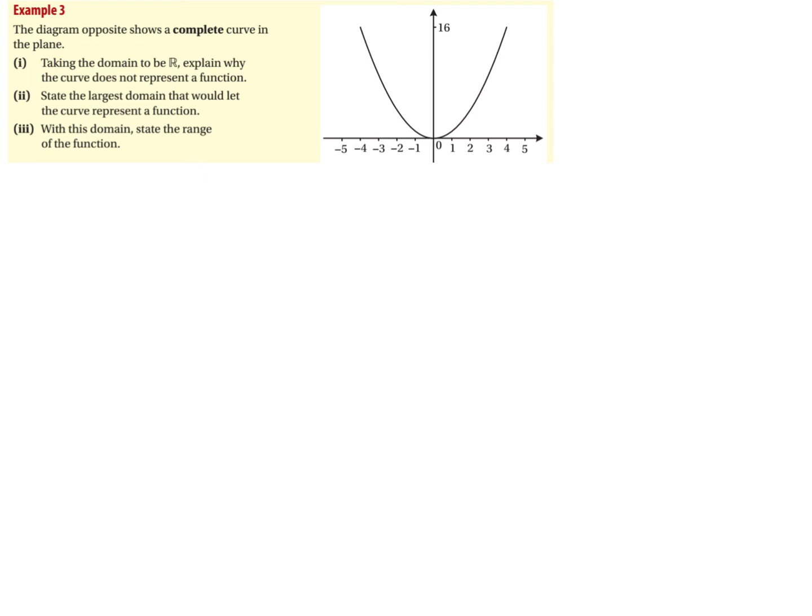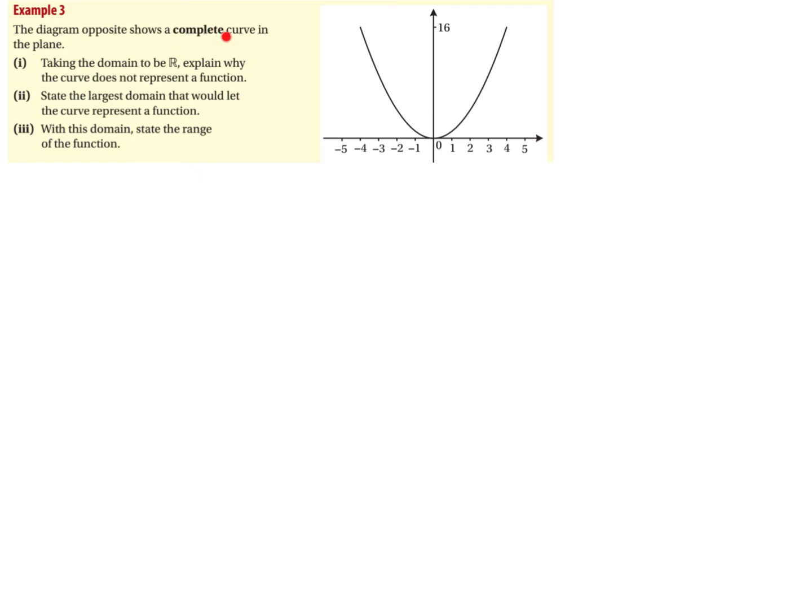Okay, and this is the third example. Now, it's important to notice here what this actually says. It says this is the complete curve of the graph that we have here. This means that this isn't continuing off to infinity in the positive x direction, and it's not continuing to negative infinity in this direction. So what we're saying is that this graph only exists between minus 4 and 4, because it says it's the complete curve.